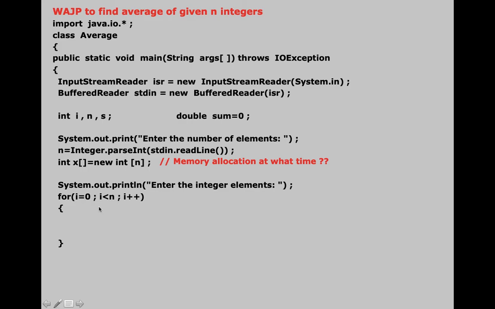Now the for loop over here will execute 3 times. Why 3 times? Because n is 3. So this will become for i equal to 0, i less than 3, i plus plus. So i will take values 0, 1, 2 and every time I will read the element from the user and I will store it in x of i. Because the user is going to enter an integer, I wrote this Integer.parseInt(stdin.readLine()). This will do the work of reading the integer and I'll store it in x of i.